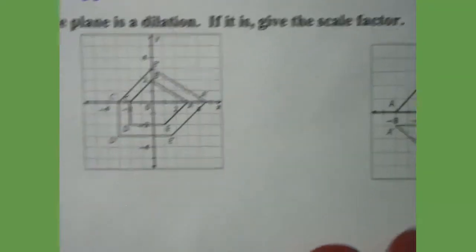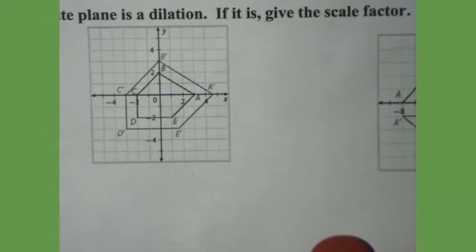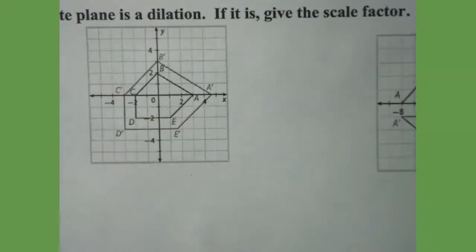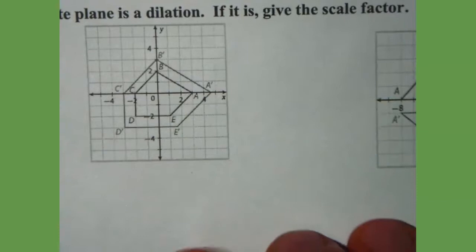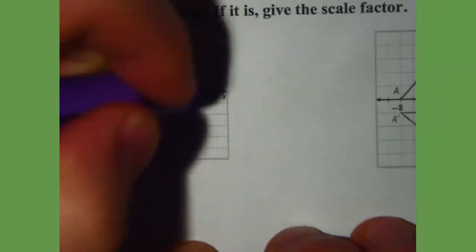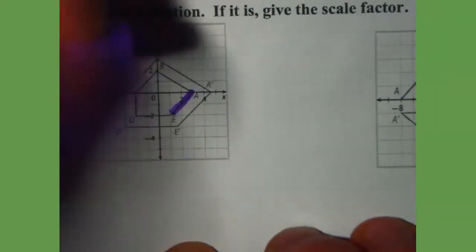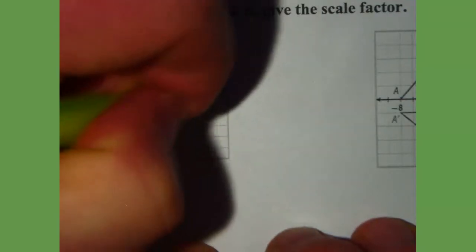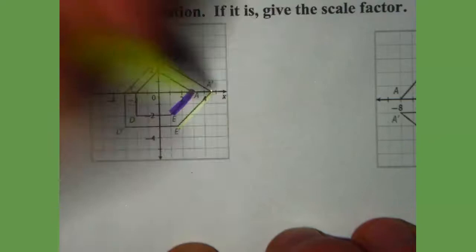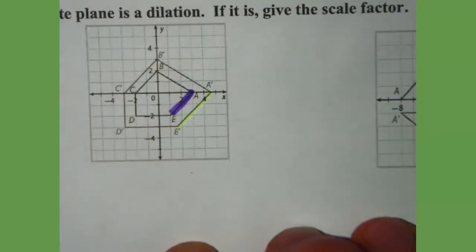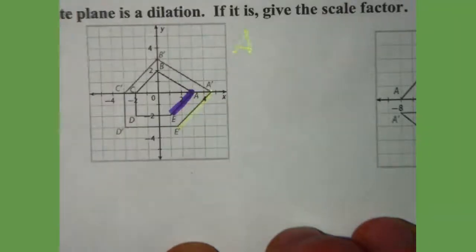All right, so let's do one more. Same thing here. We can pick any side we want. So let's pick, let's see here, EA. Again, if you want to try a different one, go for it. It'll come out to be the same. There we go. So we have EA or AE prime.